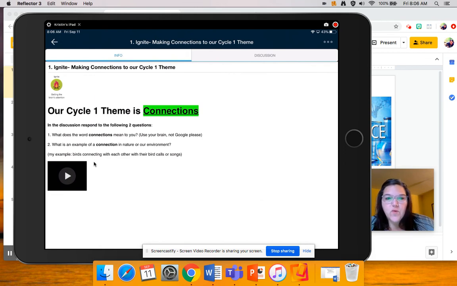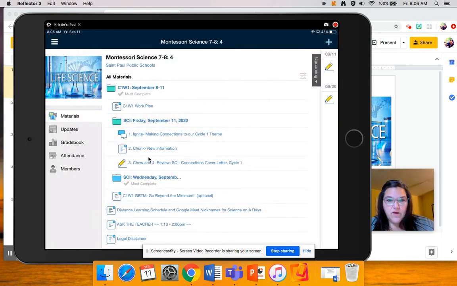So one example I came up with is birds connecting with each other through their bird calls or songs. So you can think of other plants, animals, things within the environment that might connect to each other, and add that in the discussion. Then you can move on to the chunk section of your lesson for today.